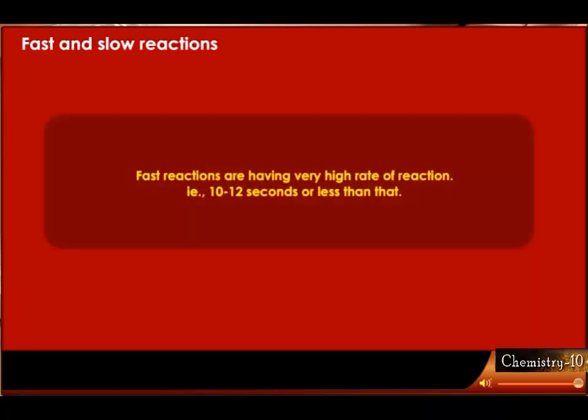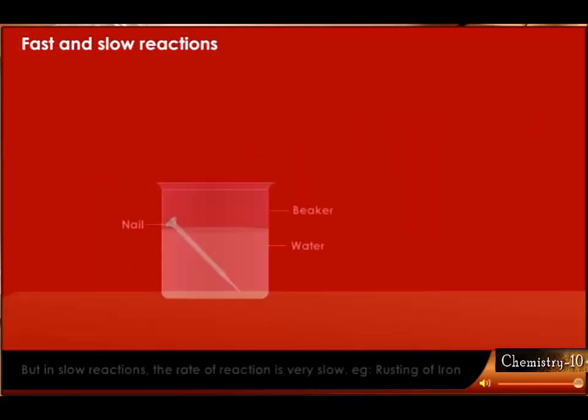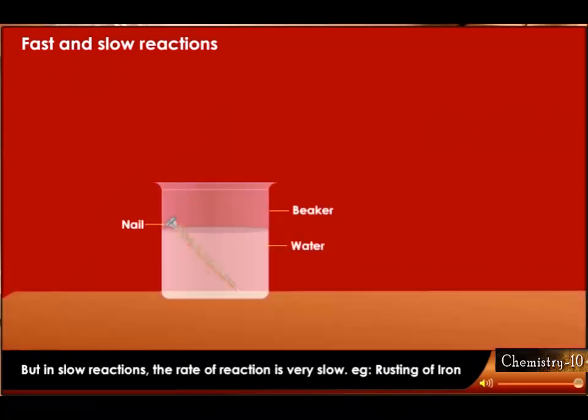Fast and slow reactions. Fast reactions have a very high rate of reaction, that is 10 to 12 seconds or less than that. Example, reaction between sodium chloride solution and silver nitrate solution, reaction between potassium and water. But in slow reactions, the rate of reaction is very slow. Example, rusting of iron.